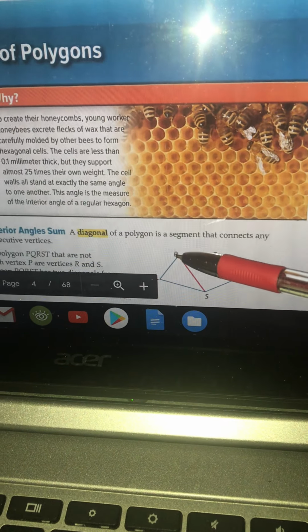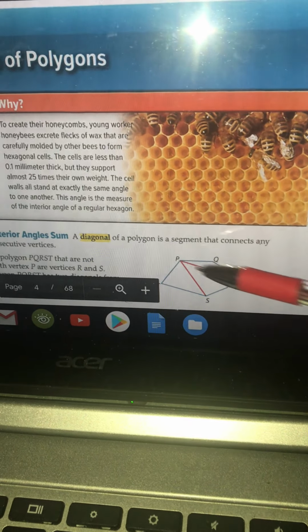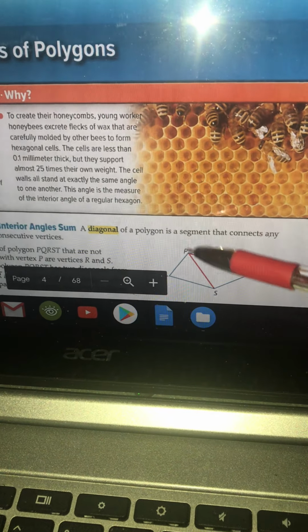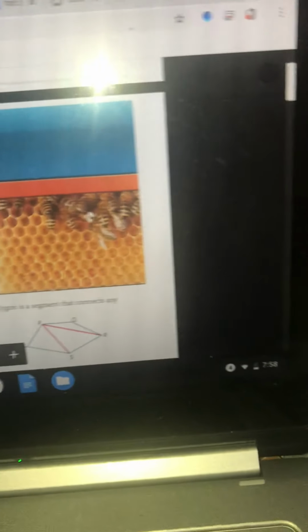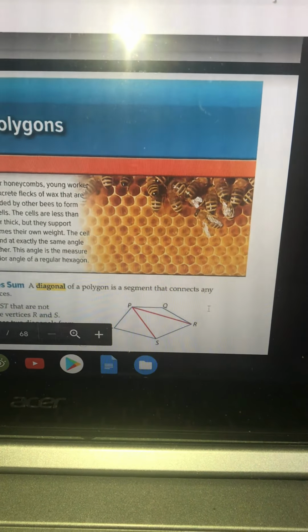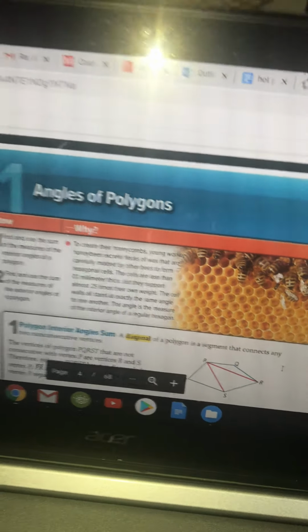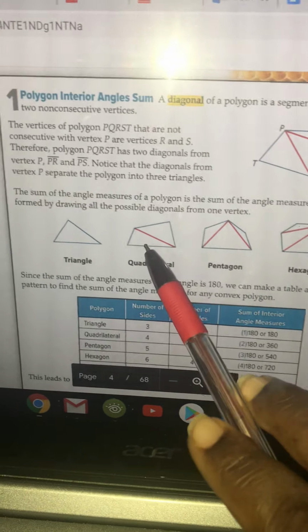You make triangles. So this is 1, 2, and the third one. Do you see that? Please do not cross them when you are told to draw. Okay? All right. So, you can see all of them, none are crossing.